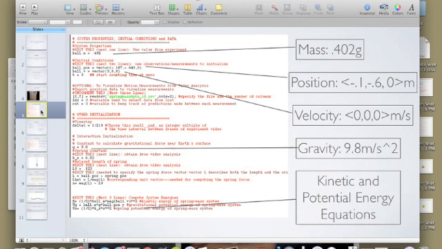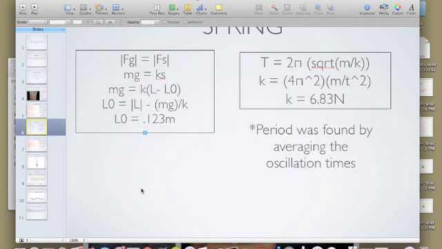We also have our kinetic and potential energy equations. Our first equation for kinetic energy is 1/2 times the ball mass times the magnitude of the velocity squared. Our equation for gravitational potential energy is the ball mass times gravity times the ball position, the y. And our spring potential energy is 1/2 times ks, the spring constant, times the stretch distance squared.